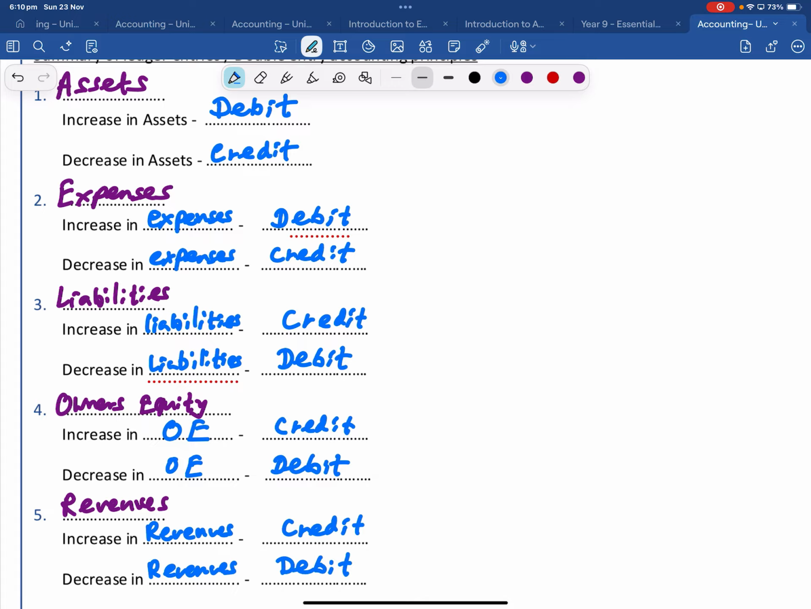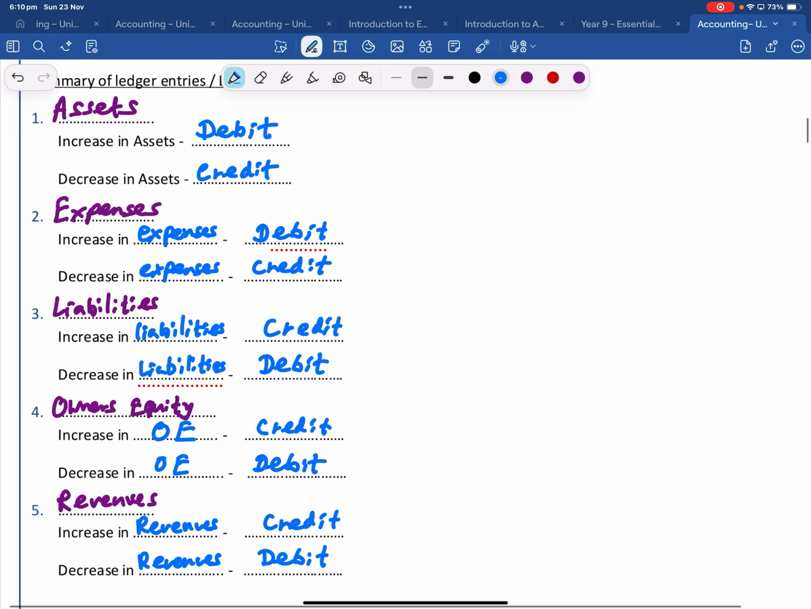Done reading, everyone? Okay. Now, what did you really observe here? Do you observe anything here? Nothing? Really? Assets and expenses are the same. Very good. Wonderful. One thing. The other three are also similar, similar to themselves. And also, they are opposite to each other. Assets and expenses are opposite to the last three.